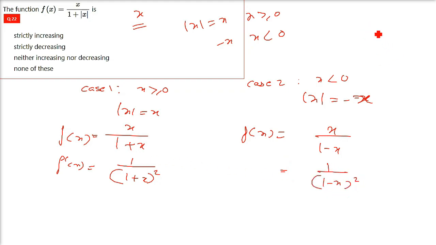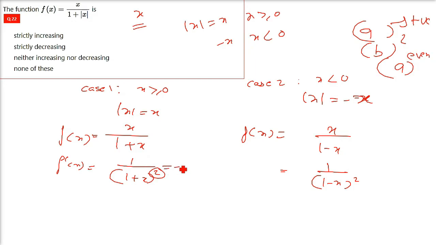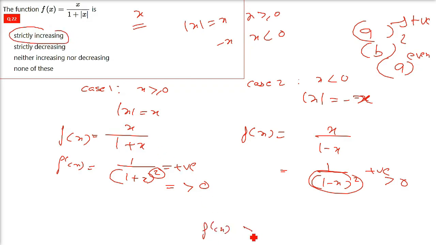Now any value, I told you already, if you take any value and square it, it will always be positive. There can be no reason otherwise. Or you can say not just square, but anything with an even power will always be positive. So you have a square in the denominator, so always positive, greater than 0 here. Here also greater than 0. So in both the cases, what we got is that it is strictly increasing, because f dash x, the differentiation of this function, in both the cases is greater than 0. Greater than or equal to 0 is just increasing.